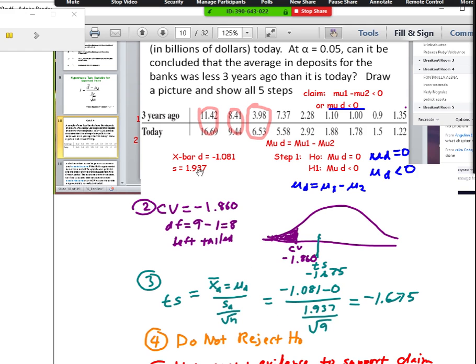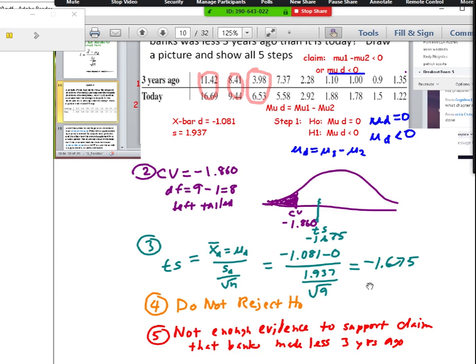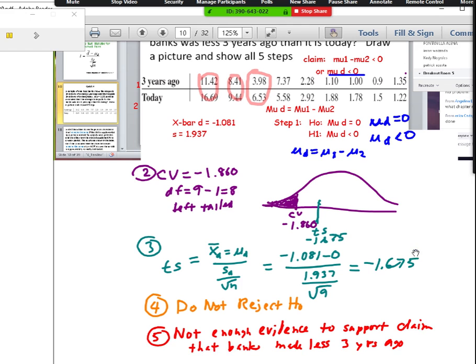Over s, 1.937 over the square root of n, the square root of 9. And if you do that, you should get negative 1.675. Pop that in here, and that's what you get.